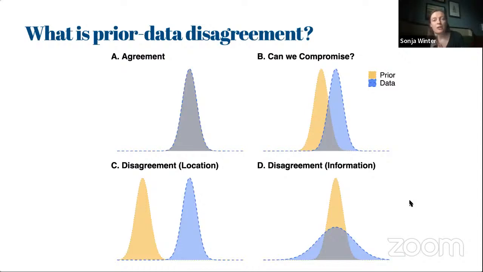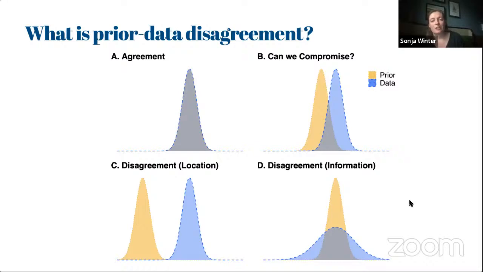So what is prior data disagreement? The term kind of gives it away. It occurs when the priors that we specify in our analysis don't align with the information that's provided through the data that we've collected, which we express in a data likelihood distribution.